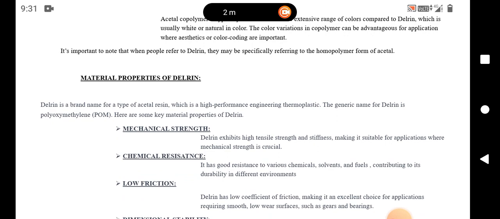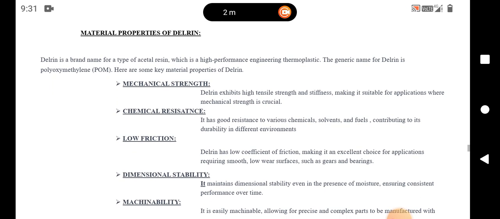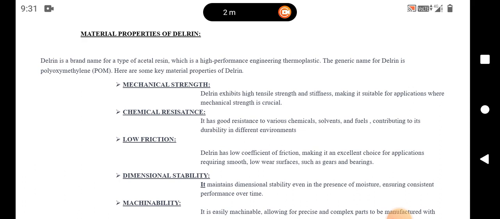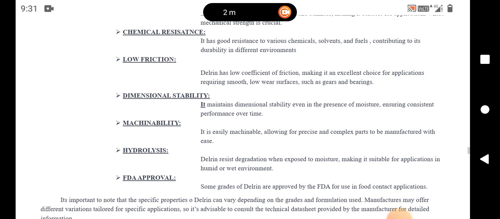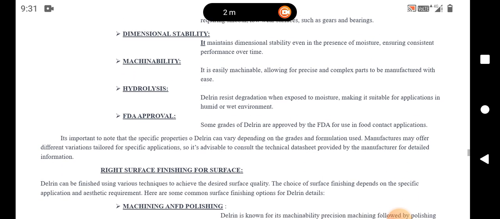Material properties of Delrin. Delrin is a brand name for a type of acetal which is a high performance engineering thermoplastic. The generic name for Delrin is polyoxymethylene. Here are some key material properties of Delrin. Low friction. Delrin has a low coefficient of friction, making it an excellent choice for applications requiring smooth, low wear surfaces such as gears and bearings. Machinability. It is easily machinable, allowing complex parts to be manufactured with ease.